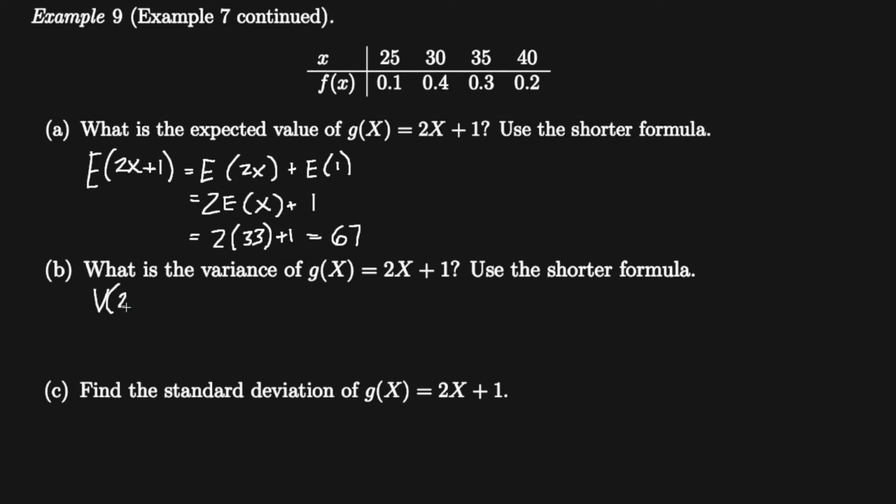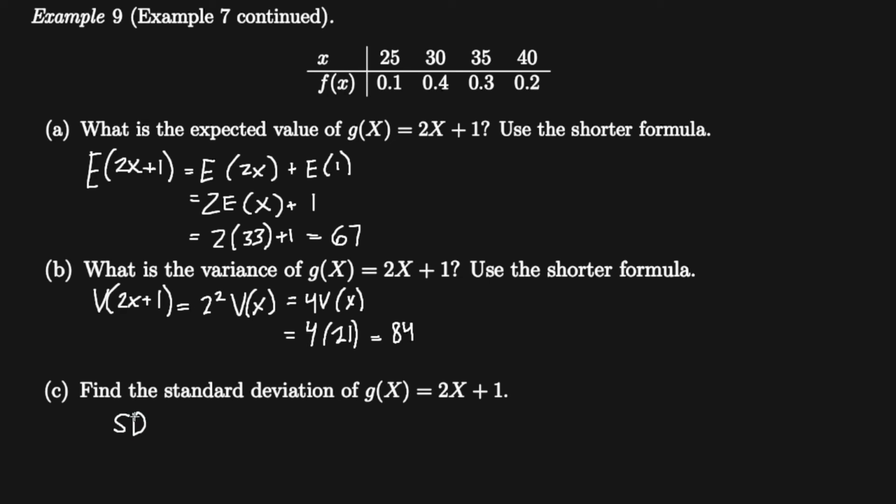Part B is asking for the variance, which is the same thing as part B on the last problem. So we get the variance of 2x plus 1, which is equal to 2 squared times the variance of x, which is equal to 4 times the variance of x, and 4 times the variance of x, which is 21, is 84.